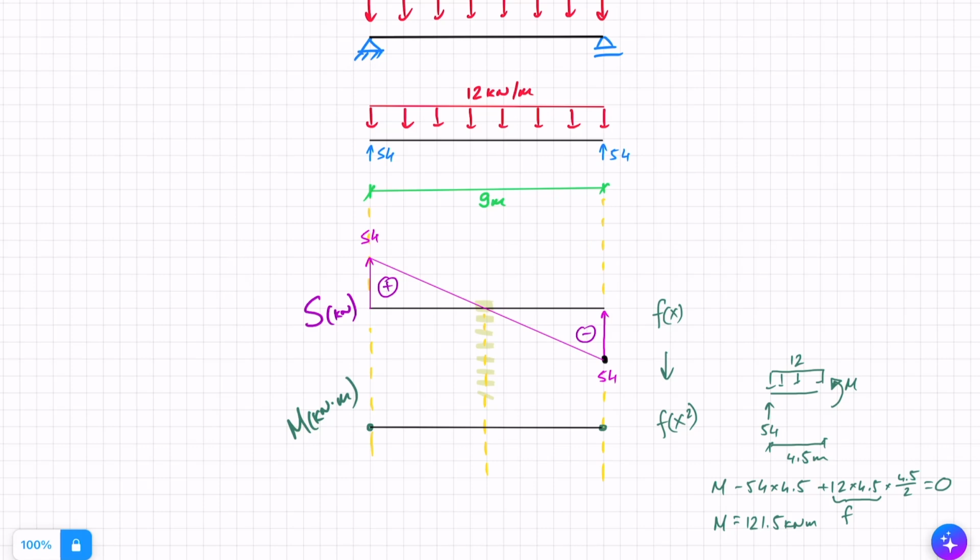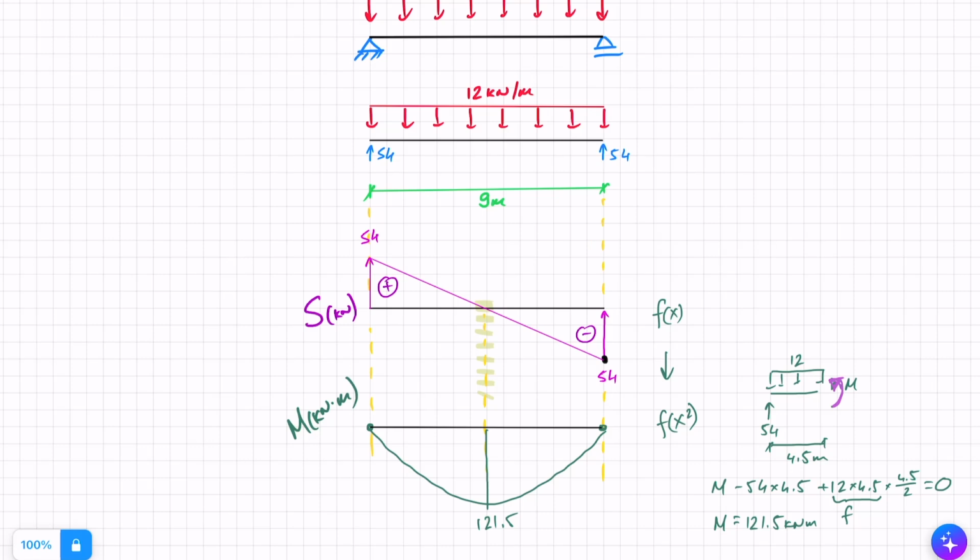Is it on the top or bottom? Well, it came out as positive, which means that this direction that I assumed is correct, which means pulling at the bottom, so tension on the bottom, pushing at the top, compression on the top. So I draw it on the tension side. What I need to do now is just draw on this side here 121.5 kilonewton meters. It's going to be parabolic with a maximum at the 121.5. So something like that. And that's this example finished as well.